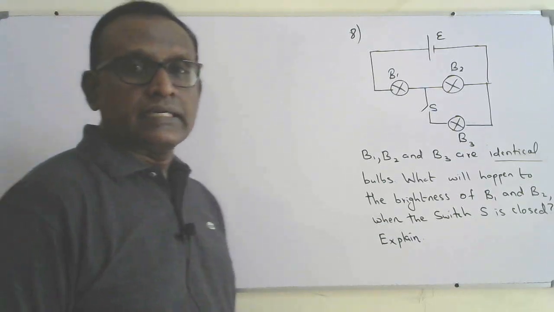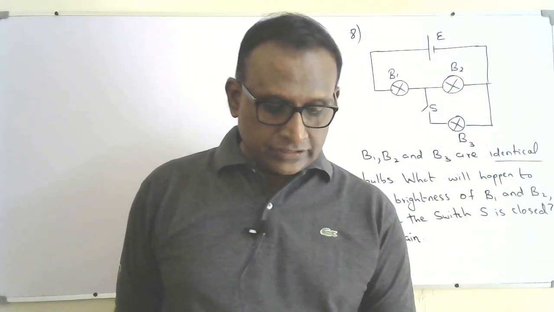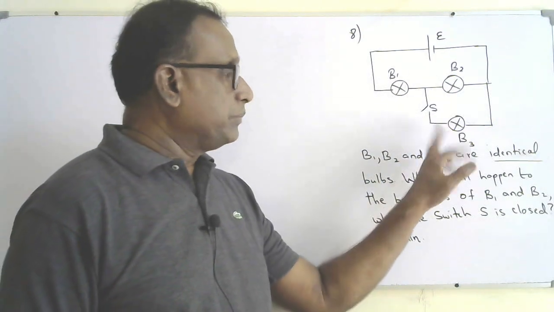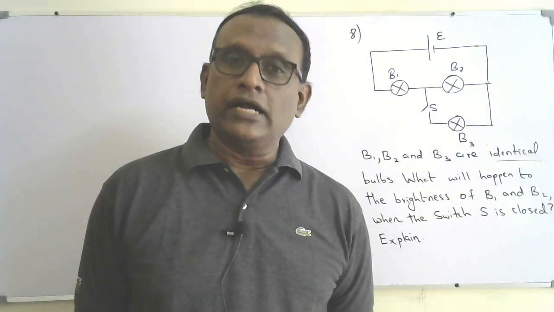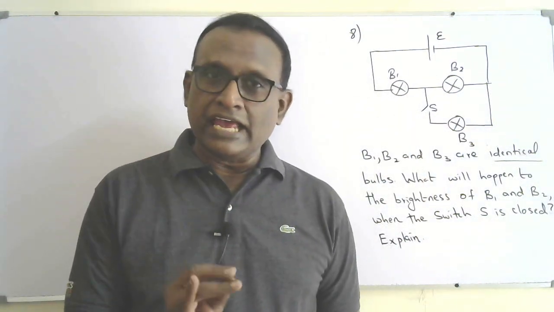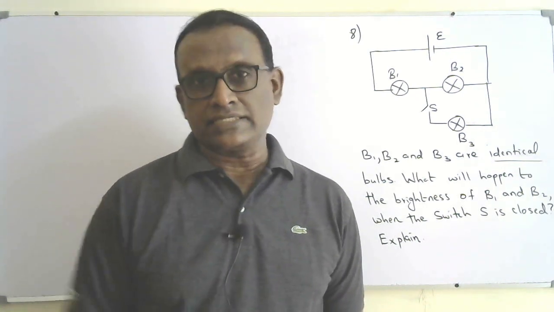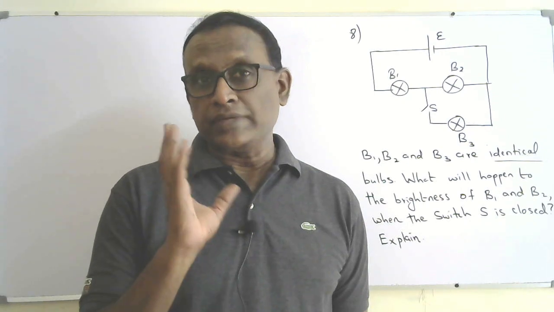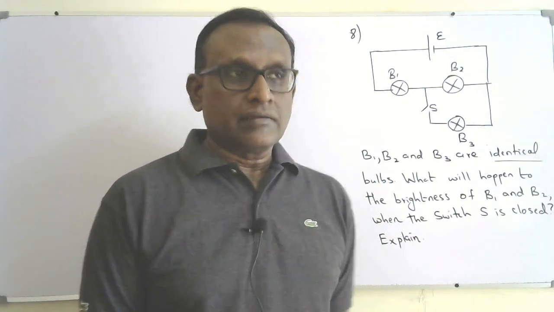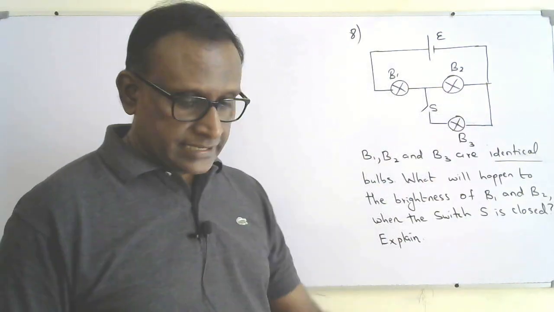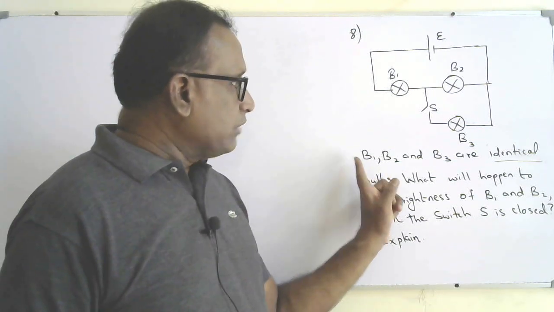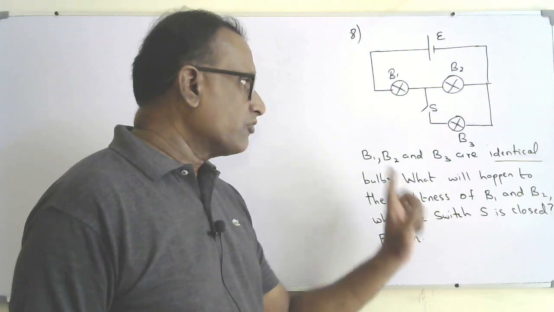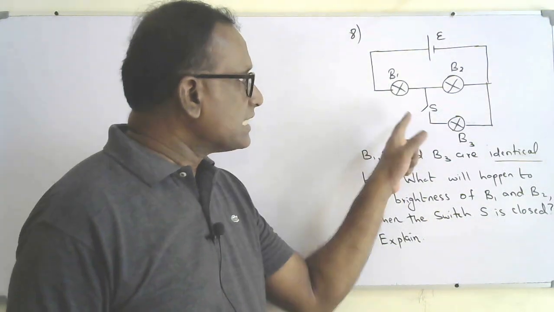Okay, so the eighth question, something related to an explaining type question. Here B1, B2 and B3 are three identical bulbs. What do you mean by identical bulbs? They have the same internal resistance and they will give the same brightness when the same voltage is applied, right? So they have the same resistance. What will happen to the brightness of B1 and B2 when the switch S is closed?